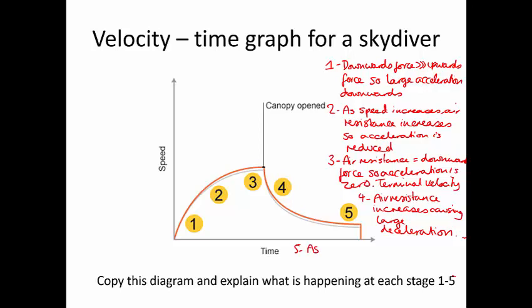And at point 5, because they've slowed down, the air resistance gets less again. So eventually what happens is they get balanced again, the air resistance and the weight are the same again, and we get to another terminal velocity. But you'll note that this terminal velocity is much, much slower than the original terminal velocity was, which means it's safe for the person to land at the second terminal velocity.